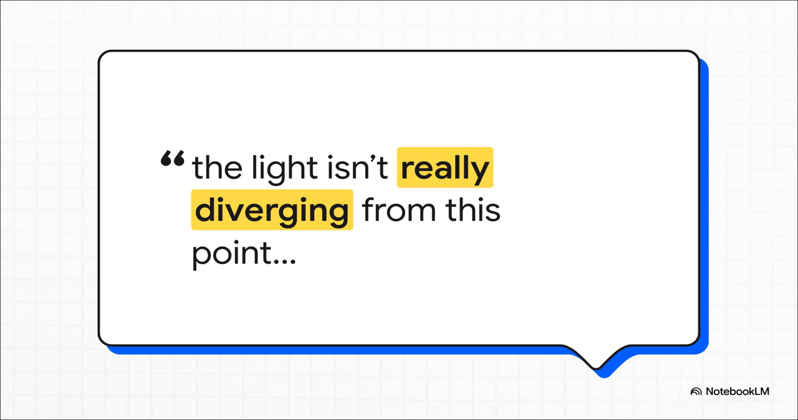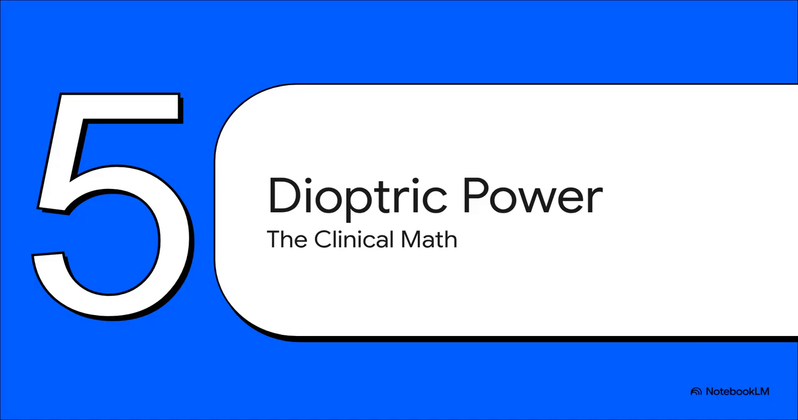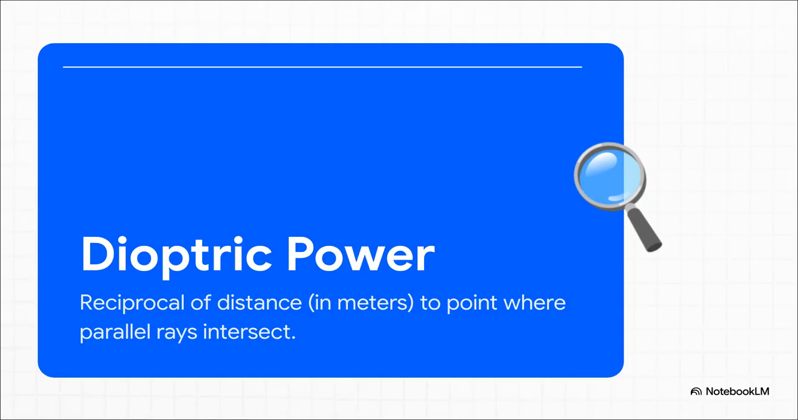You absolutely have to understand the difference between the physical reality of the light rays moving left to right and that mathematical focal point that we just traced backward to the left. Which leads us straight into section 5, calculating dioptric power, the clinical math. Up to this point, we've built a really strong conceptual and visual mental model. Now we've got to translate those visual concepts into clinical math. We need a way to quantitatively express a lens's ability to induce vergence. So here is the exact definition that you need to commit to memory.